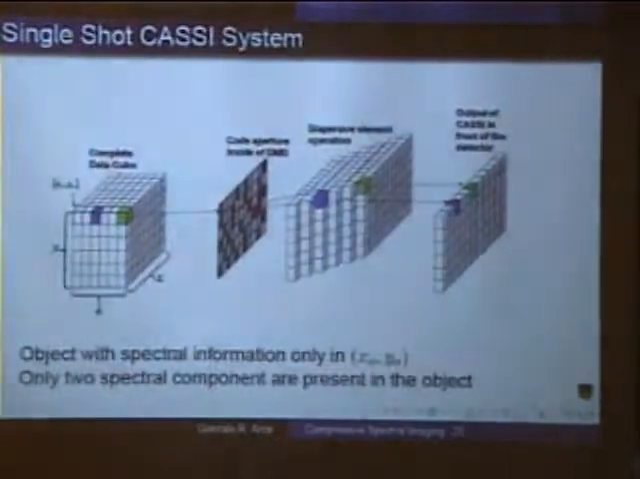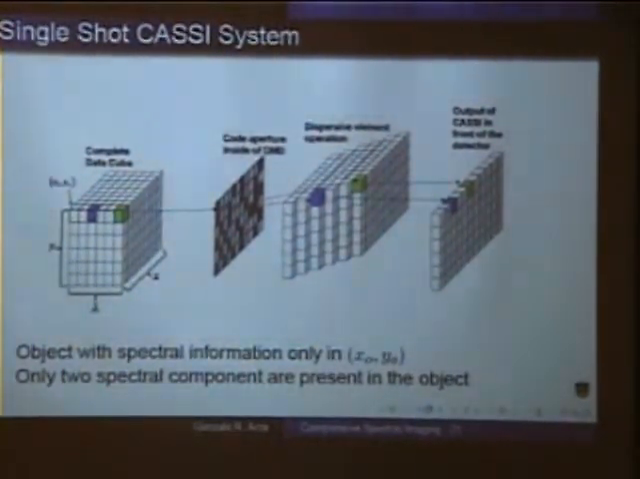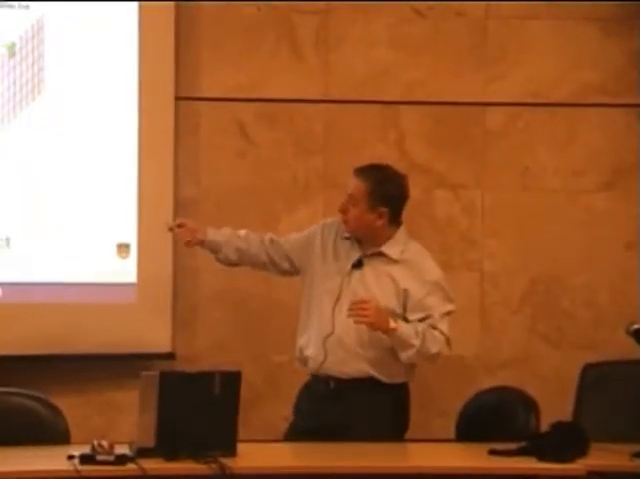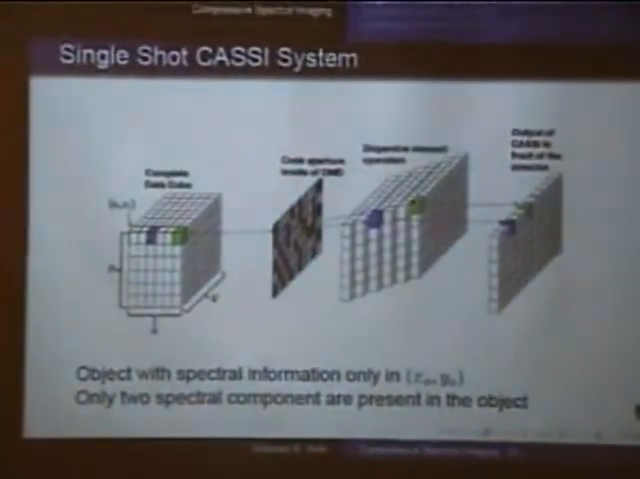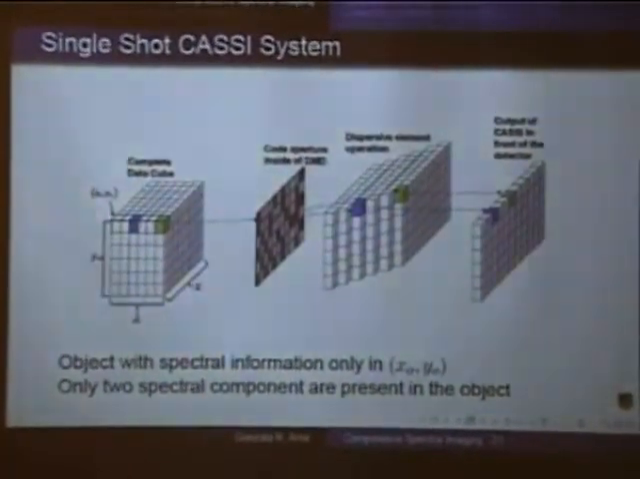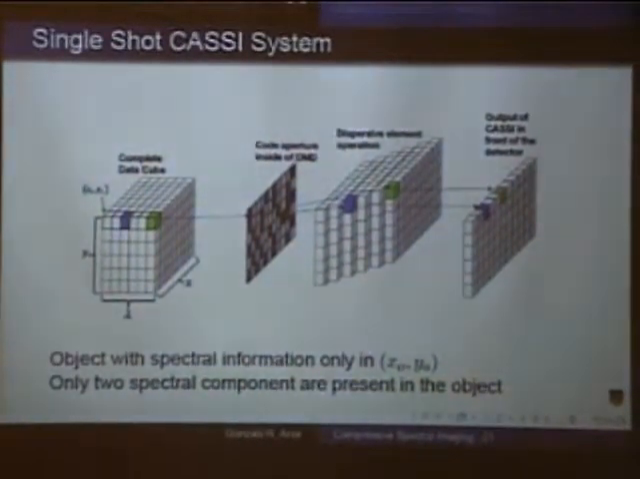So how does this work? Let's see. It's very, very interesting. This is a code aperture, just a slide that blocks some of the light and doesn't block other parts of the light. You can think of it as random on or off blocks. And suppose this is the image cube. This is the X dimension, this is the Y dimension, and this is the spectral dimension, the wavelength.